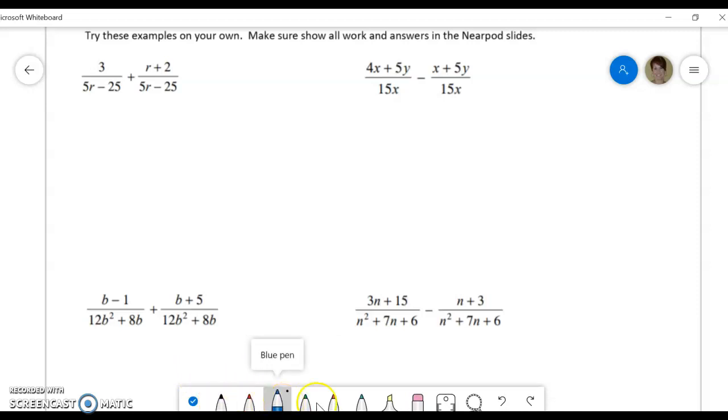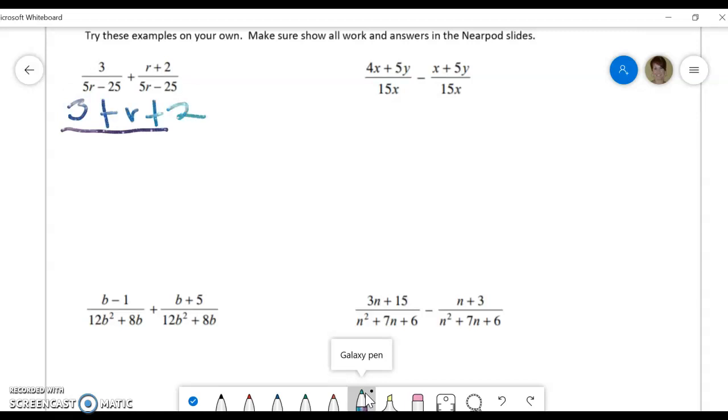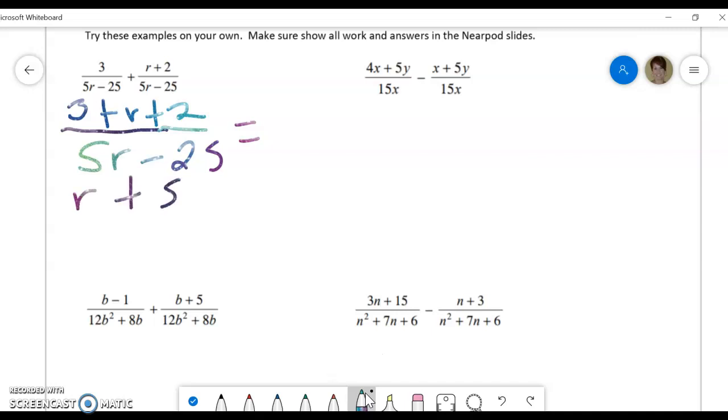Okay, so the first one we are adding, and all of these problems right now have the same denominator. So that's where we're going to start. So I am going to add 3 plus r plus 2, and the denominator obviously is the same, so we're going to keep it the same. So when I add the top, I'm going to get r plus 5 all over the denominator, 5r minus 25.